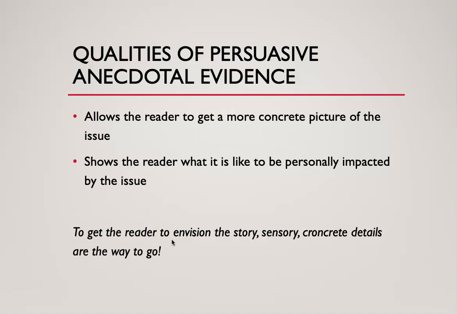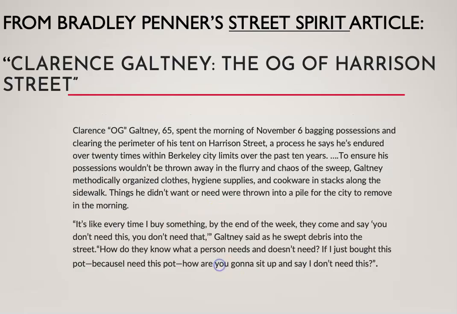We're going to see an example of how this works. It's much better when you see an example. So here we have an example from a piece of journalism. This is from Bradley Penner's Street Spirit article, "Clarence Galtney, the OG of Harrison Street." I think this was written in 2023. I did excerpt this, so there is definitely some stuff missing, but I wanted to make sure that we were just looking at the story that was told in this article. This is actually how the article begins, but as you can see by the ellipses, there is some stuff that's missing, and that was the reporter stuff. So anyway, let's see how it's done.